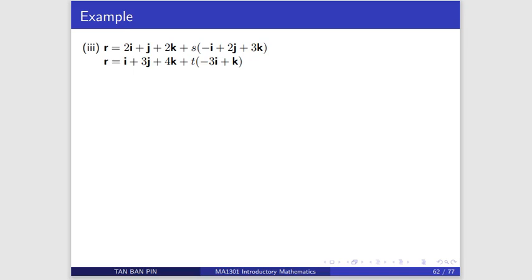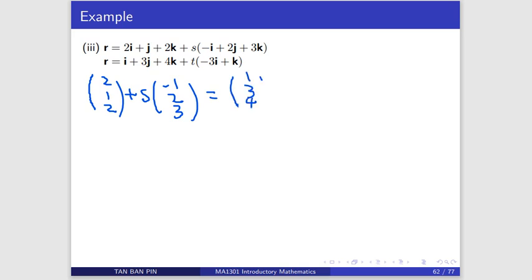In part 3, we look at these two lines. So again, you do the same thing, write it in column vector form, and then you equate the two equations. So it's (2, 1, 2) plus s(-1, 2, 3) equal to (1, 3, 4) plus t(-3, 0, 1). Then you can compare i component.